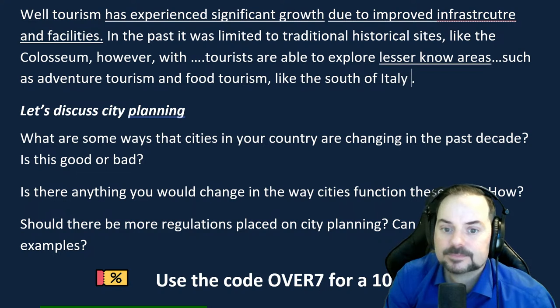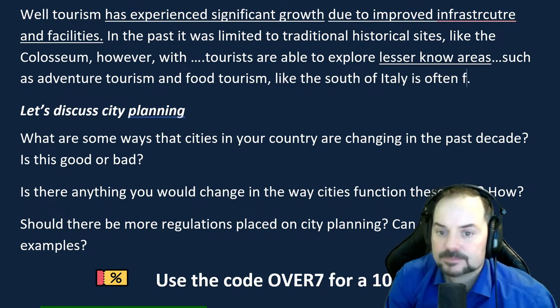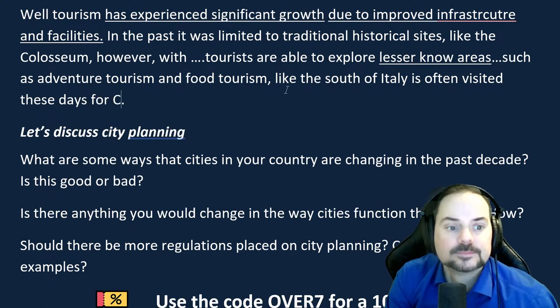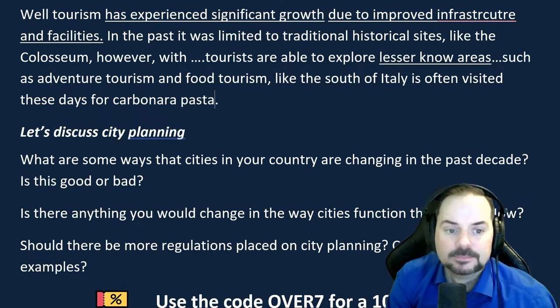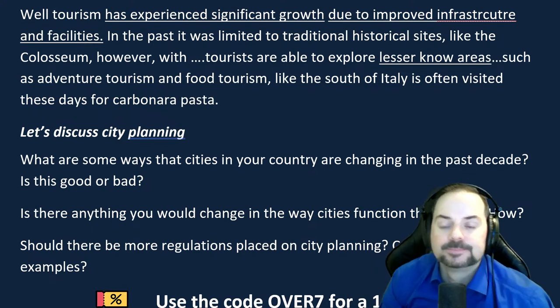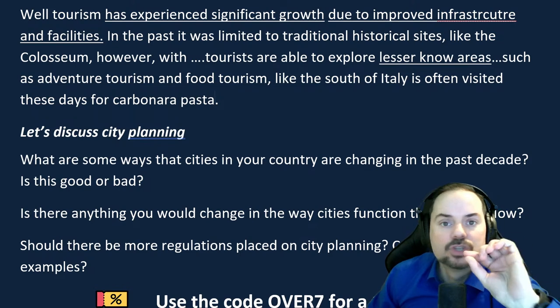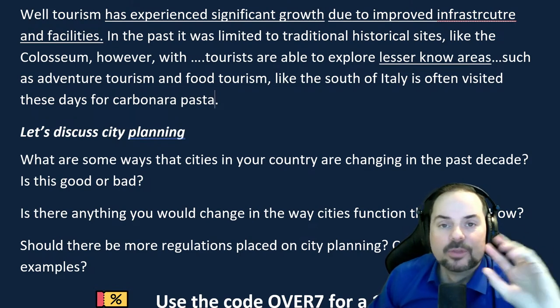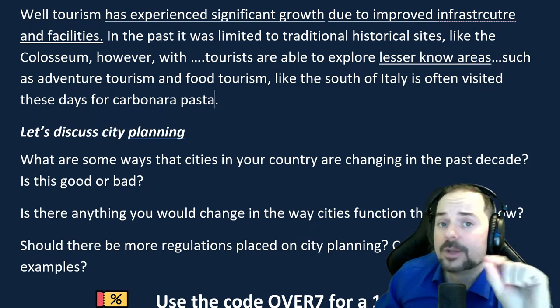Carbonara pasta. It's one of the most popular dishes in Italy, for example. Carbonara pasta, pasta with mussels. Just one. I know the seafood pasta too, but just one quick example, right?